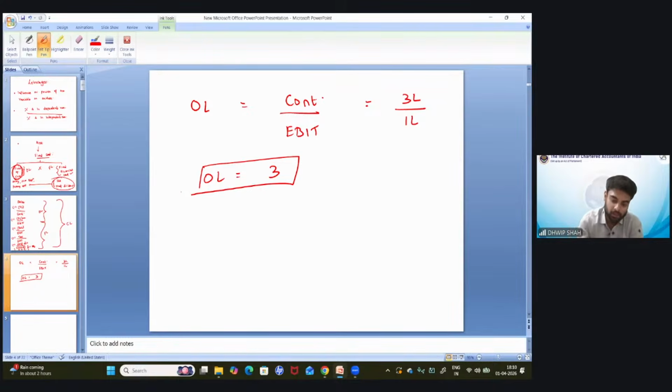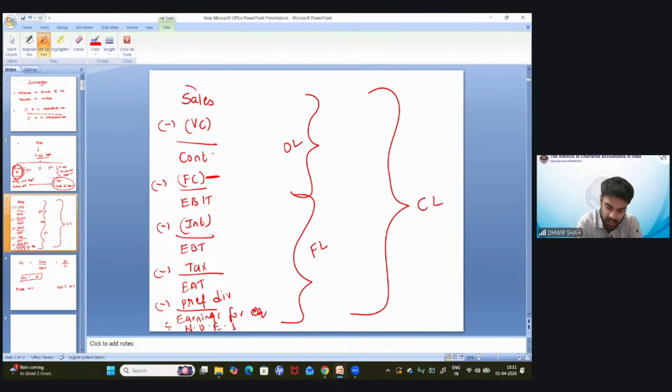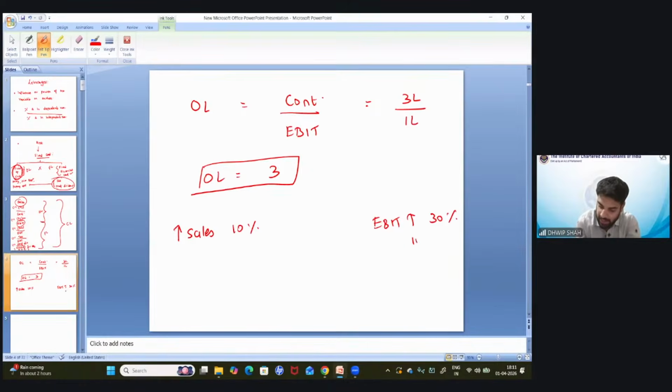That we understood. So can I say OL of 3 means if sales increase by 10%, my EBIT will increase by 30%. Sir, why only EBIT? Can I say operating leverage starts from sales and ends at EBIT? Operating leverage का study is from sales to EBIT, understanding the relationship of EBIT with changes in sales. That is operating leverage. ठीक है? ये 30% कैसे आया? तो 10 into 3, 30%.